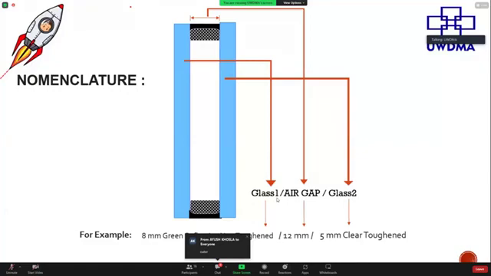Okay. So first the glass one would be your outer glass. Okay, he's saying outer glass should be toughened. Okay, and my question is, while you name it, does your outer glass come first or your inner glass come first? Outer. Okay. So glass one is our outer glass, then we mention our air gap, and then glass two would be our inner glass.